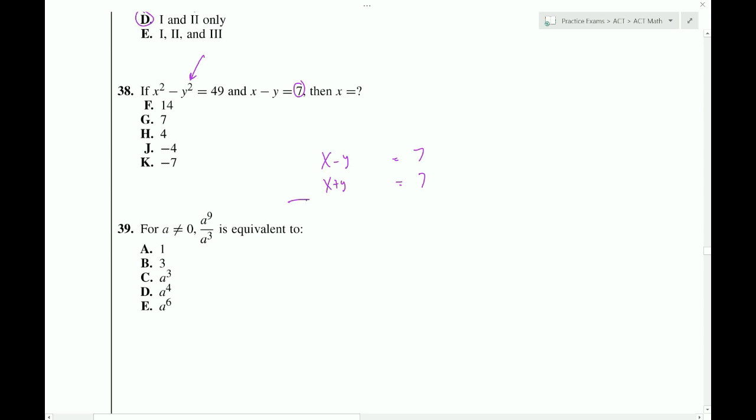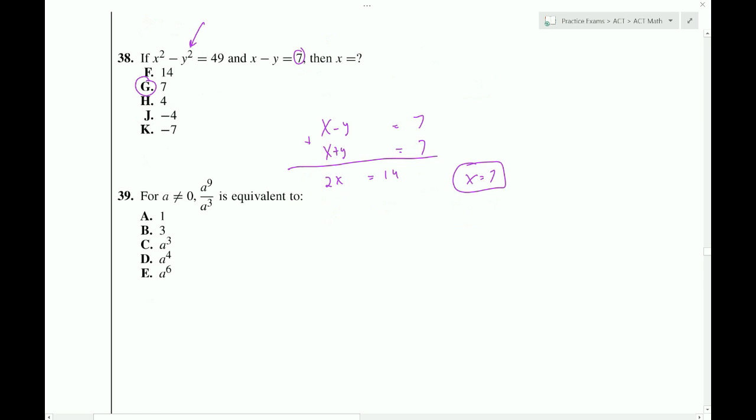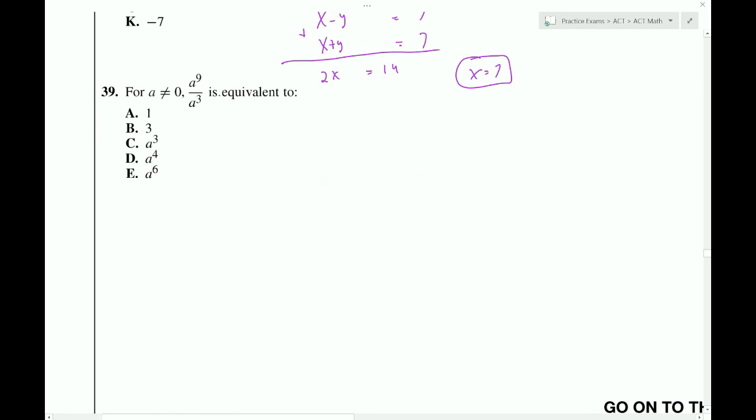Okay, well that's fine. So if we add these lines, we get 2x equals 14, so x equals 7, and y would actually equal 0. So they're asking for x, which is choice G. Right, so this one we have to use our subtraction rule. Subtract these exponents. We get a to the power 6.